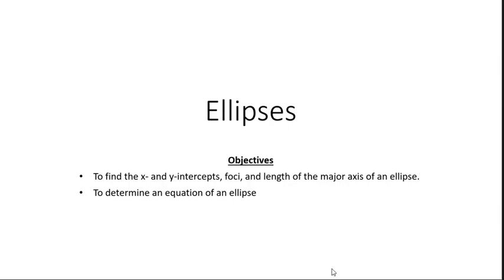In this video, you will learn to find the x and y intercepts, foci, and length of the major axis of an ellipse, as well as how to determine an equation of an ellipse. So the first question is, what is an ellipse? Well, it's basically like an oval, all right?